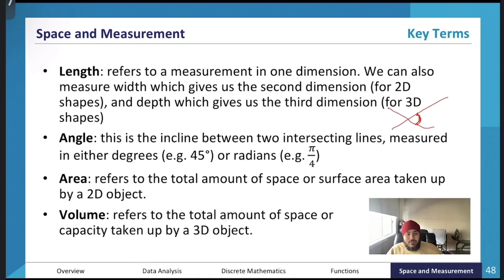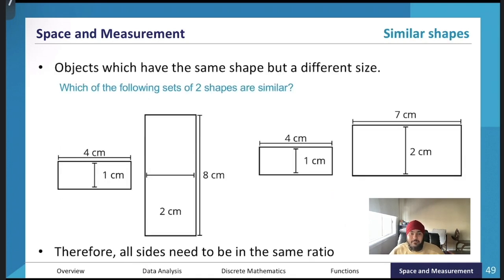Okay, so first let's look at similar shapes. What are similar shapes? Similar shapes are objects which have the exact same shape but a different size. So here is an example. Which of the following sets of two shapes are similar?